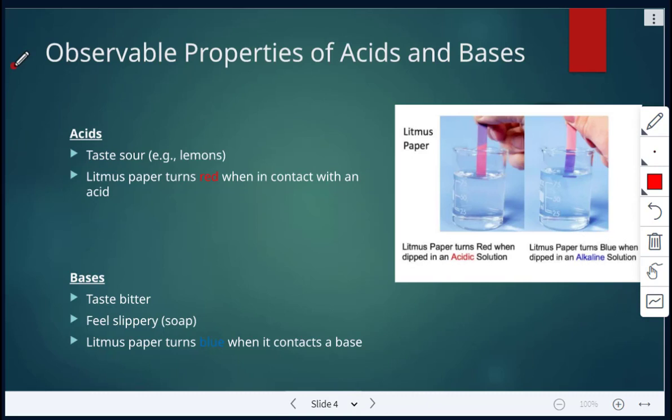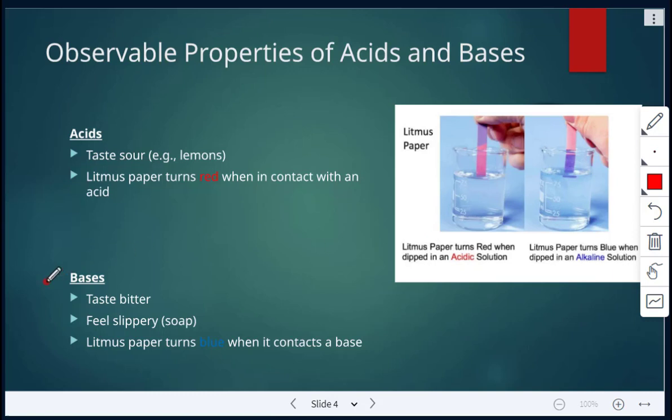Okay, observable properties of acids and bases. I do have an activity we'll be doing which will show some more properties of acids and bases, but for now, some properties are: acids taste sour, for example, like lemons. And litmus paper is an indicator paper. Litmus paper will turn red when in contact with an acid, so that's shown here. This litmus paper is turning red when dipped into an acidic solution.